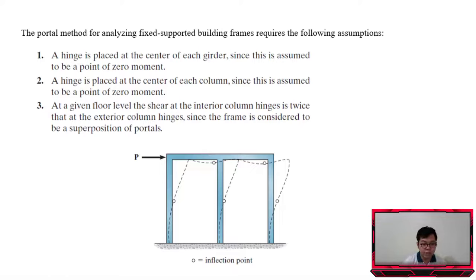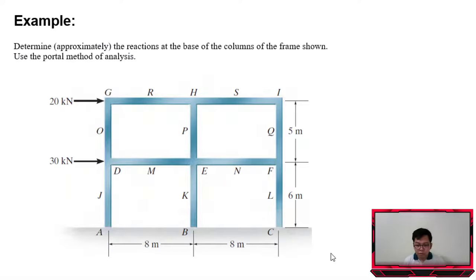Okay? So, let's check yung example problem natin. Okay, so ito yung example problem natin, guys. So, determine approximately the reactions at the base of the column frame shown. Use the portal method of analysis. So, we are actually asked to determine the reactions dito sa A, B, at saka sa C, dito sa base ng columns.